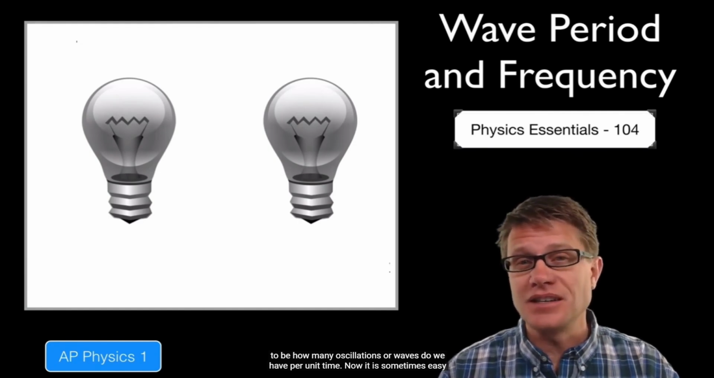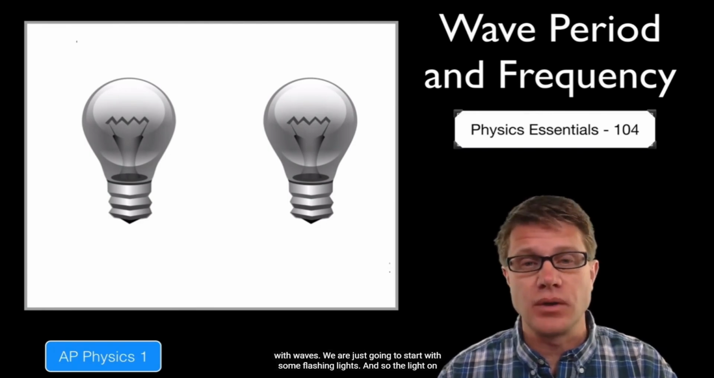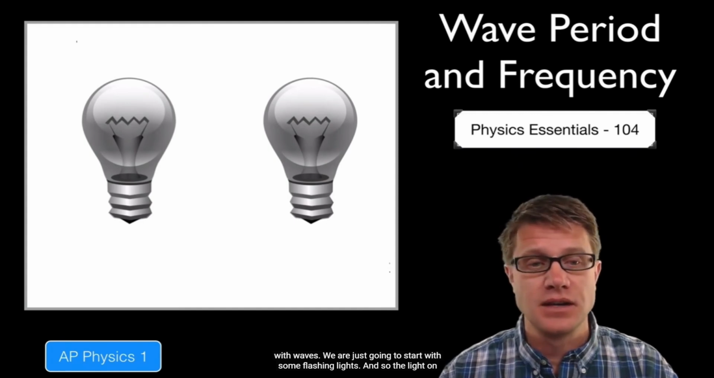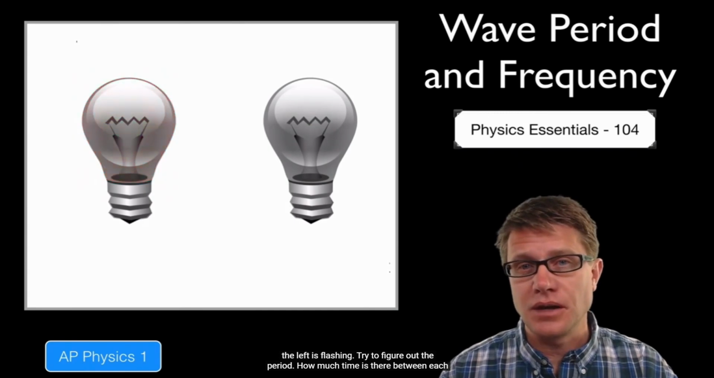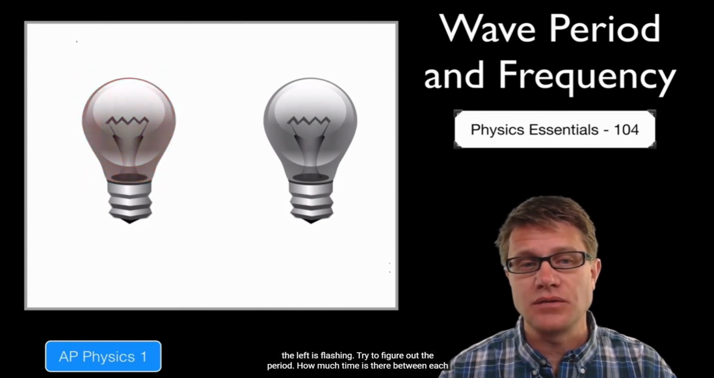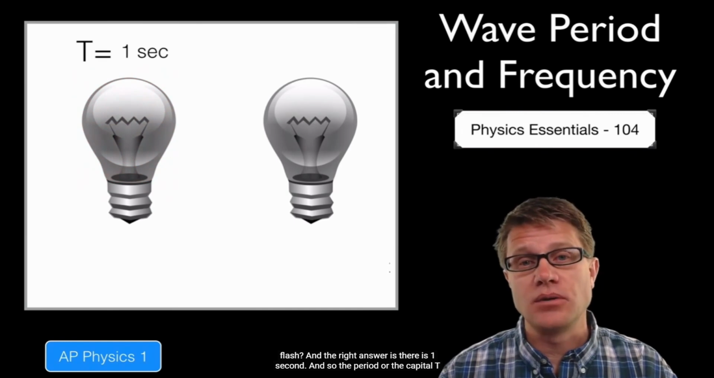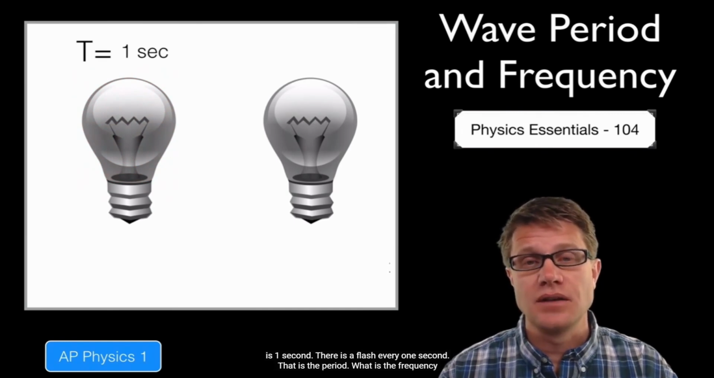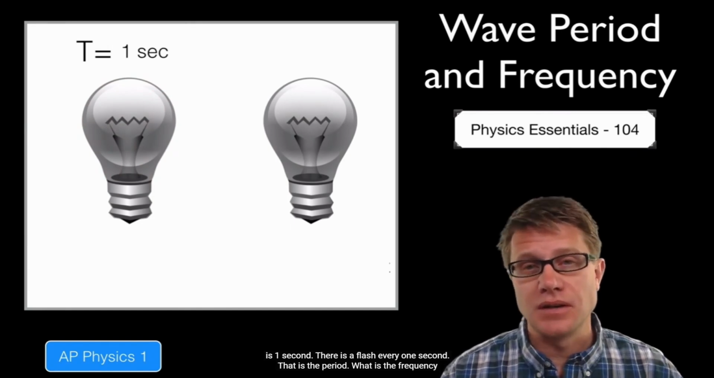Now, it's sometimes easy to confuse frequency with the velocity of the wave, and so we're not even going to start with waves. We're just going to start with some flashing lights. The light on the left is flashing. Try to figure out the period. How much time is there between each flash? And the right answer is 1 second. And so the period, or capital T, is 1 second. There's a flash every 1 second. That's the period.